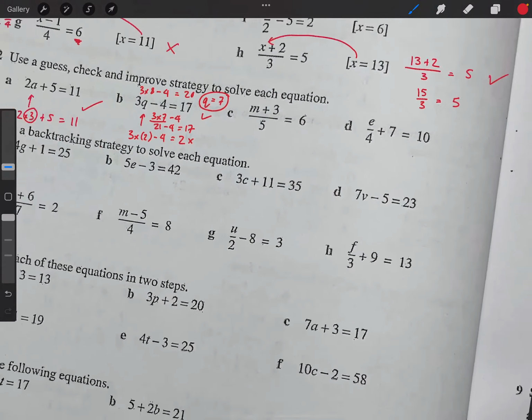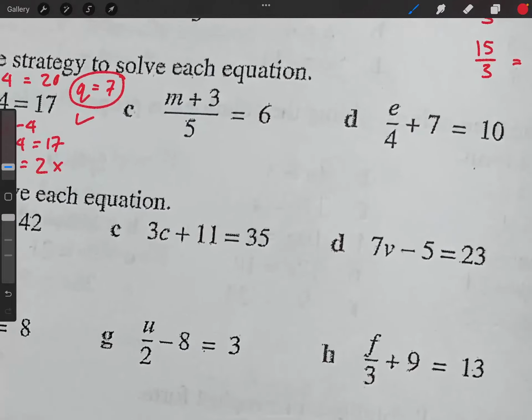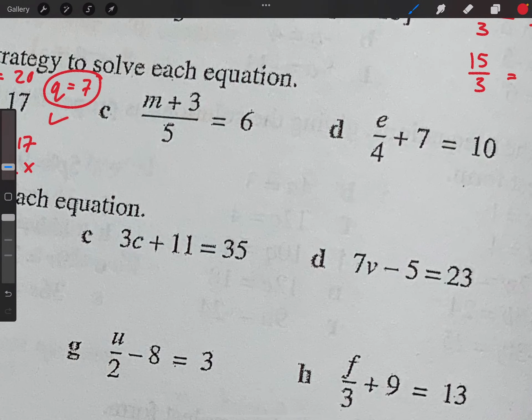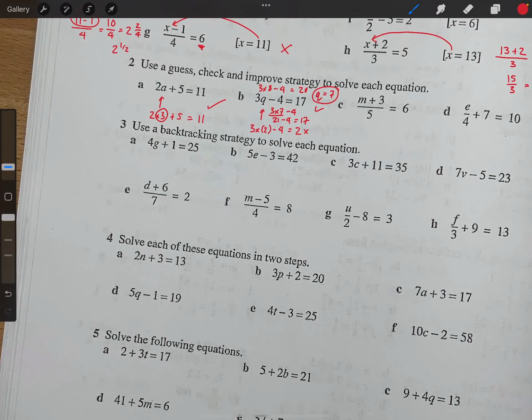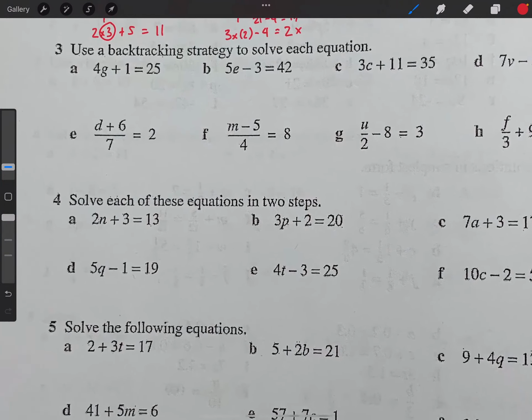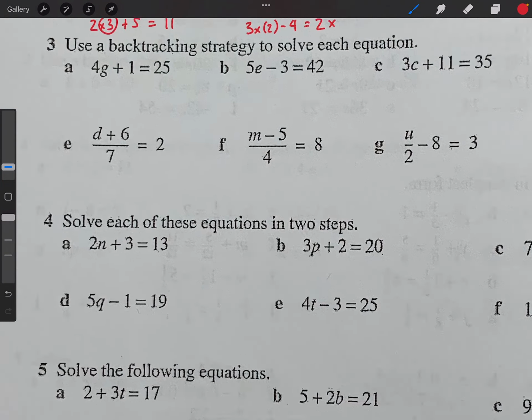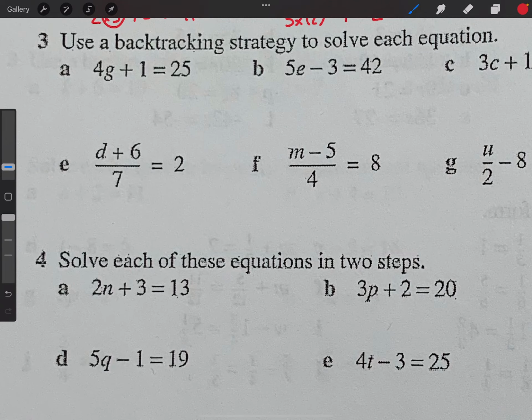So that's just guess and check, and you're just going to put in random numbers and guess, okay? So that's the year 5 strategy. Now we're going to do the backtracking strategy. What the backtracking strategy means is you're going to do things in reverse, backwards.